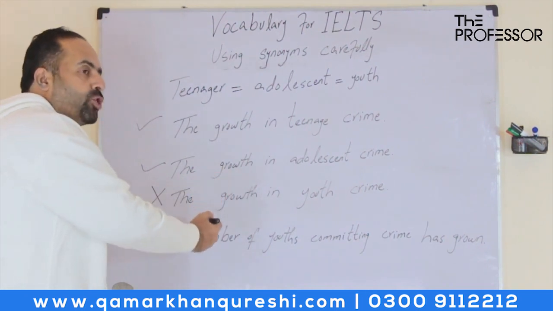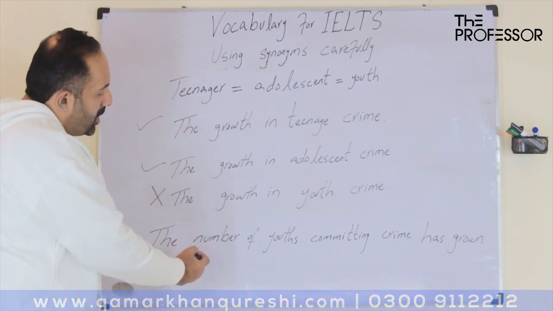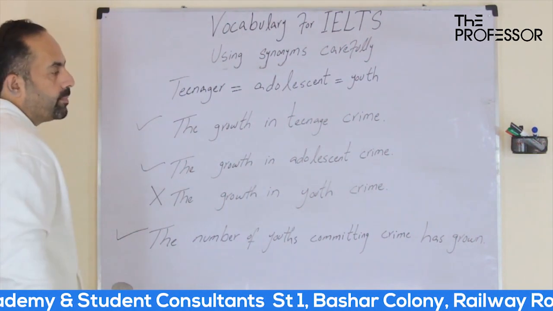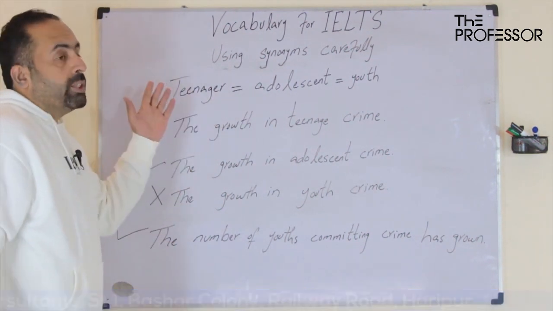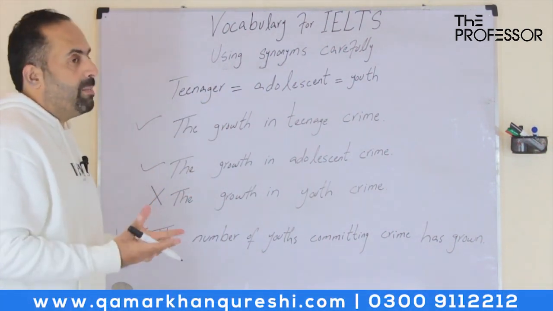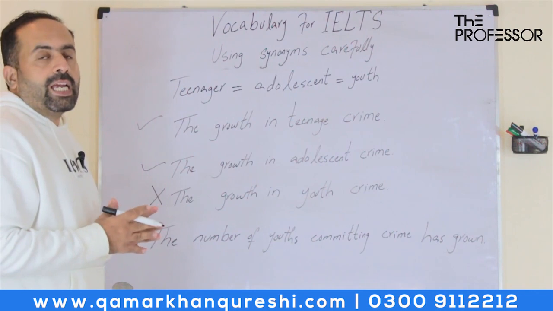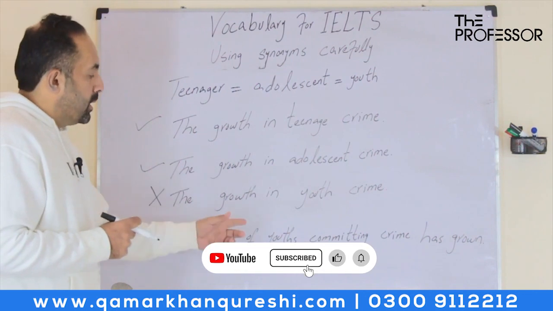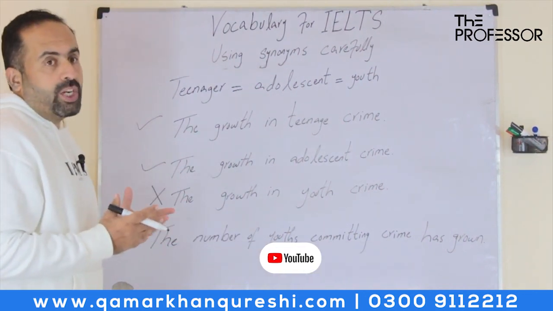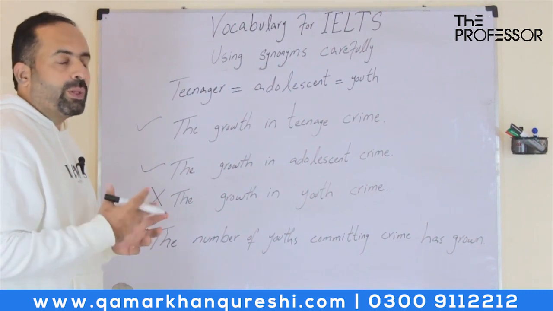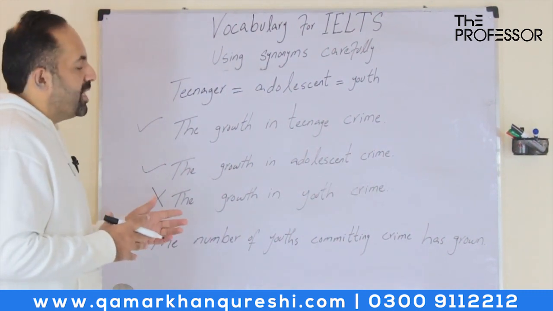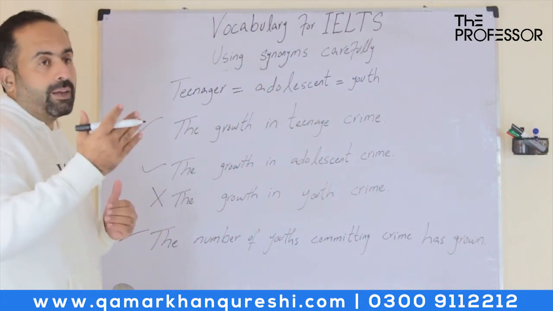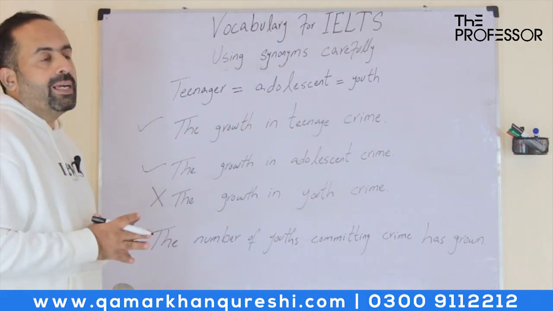So uske liye we will have to change the sentence structure. For example, we can say the number of youths committing crime has grown. So see how the synonyms have the same meanings, but sometimes they cannot be used interchangeably. If you want to use this synonym, you have to change the sentence structure. So with practice, you would know how to change the sentence structure, and again, it will start making sense to you कि कौन सा लफ्ज इस्तेमाल आप कर सकते हैं और कौन सा नहीं कर सकते.